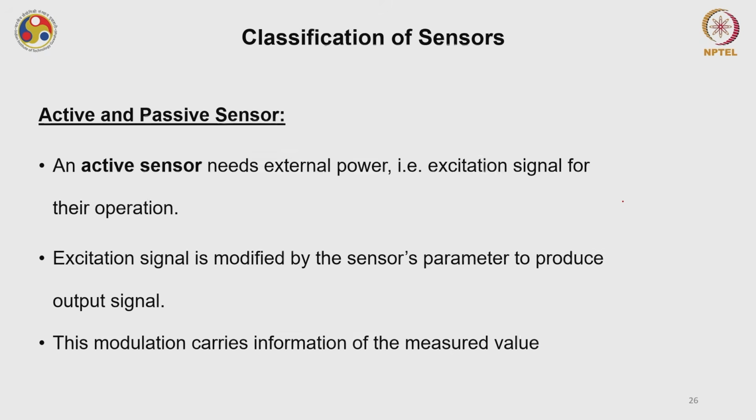Another way to classify these sensors is based on the excitation energy provided to them. Based on that, you can have an active sensor and a passive sensor. An active sensor needs external power. It needs some excitation signal for its basic operation. The excitation signal is modified by the sensor's parameter to produce the output signal. This modulation carries information of the measured value.